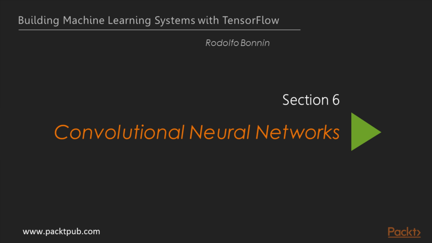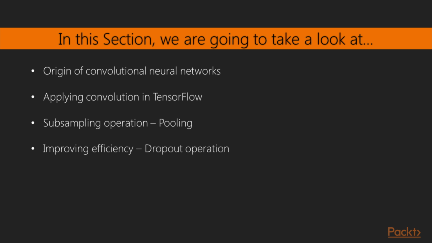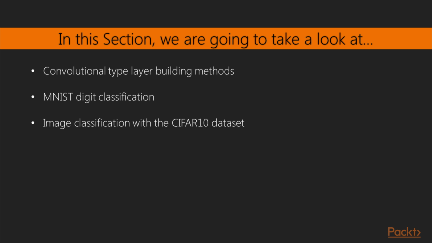Hi, and welcome to the sixth section of this course, Convolutional Neural Networks. The section will demonstrate the following topics: Origin of Convolutional Neural Networks, Applying Convolution in TensorFlow, Subsampling Operation, Pooling, Improving Efficiency, Dropout Operation, Convolutional Type Layer Building Methods, MNIST Digit Classification, Image Classification with the CIFAR10 dataset.